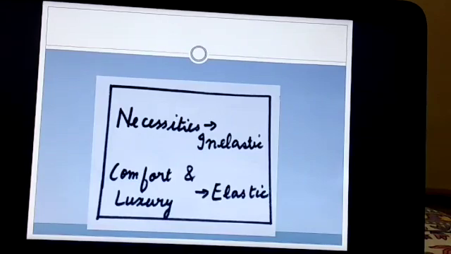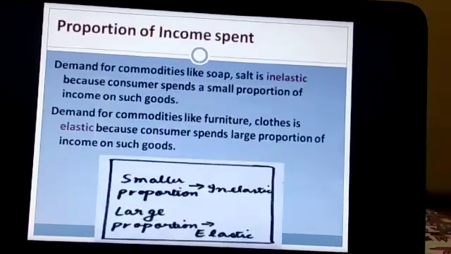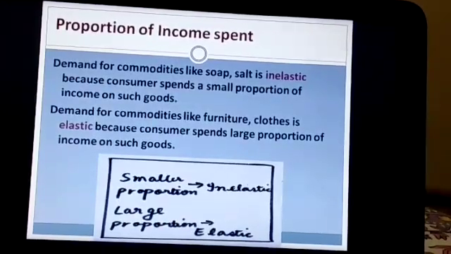Please look at this diagram. Necessities have inelastic demand. It means there won't be much change. Comfort and luxury have elastic demand, which means there will be large change. Moving on to the next one, proportion of income spent.